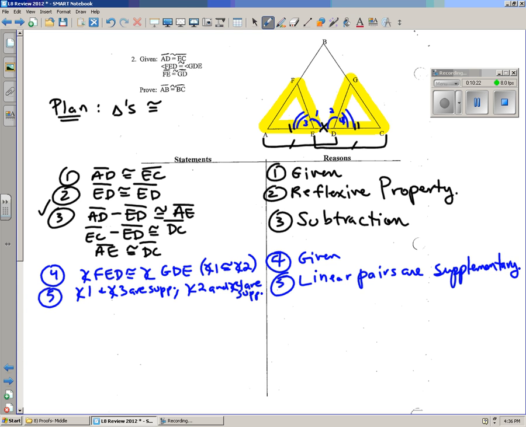And now we could say step 6, angle 3 is congruent to angle 4. And for the same reason before, congruent angles have congruent supplements. Or if you want to say, if two angles are congruent, then their supplements are congruent, you can do that too. All right, that counts. So onward to the next given.